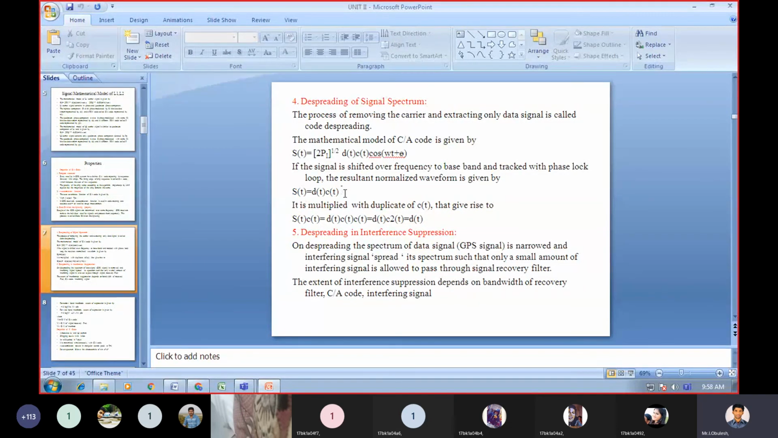Here we multiply on both sides with c of t. Then S of t into c of t is equal to d of t into c of t into c of t, that is equal to d of t into c squared of t, which equals d of t. So in the next class we will discuss the remaining properties.